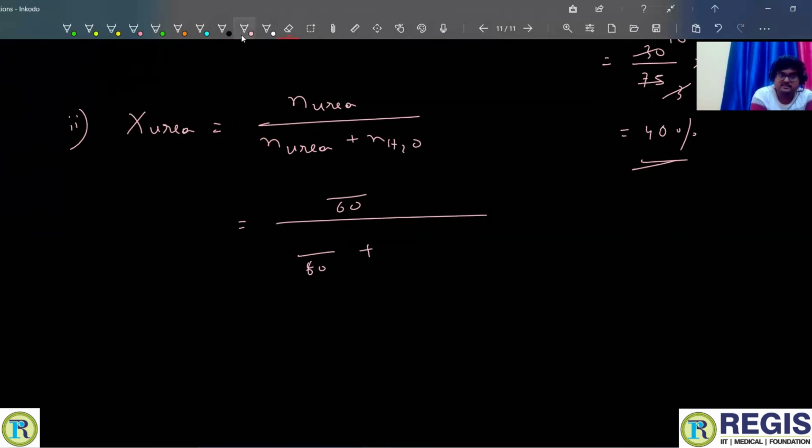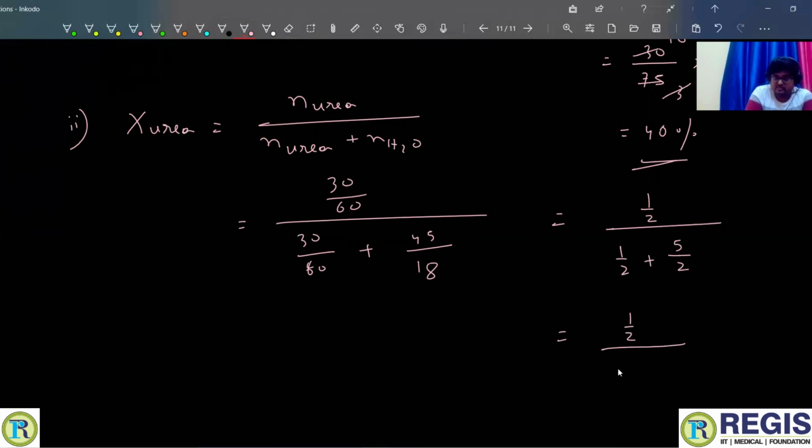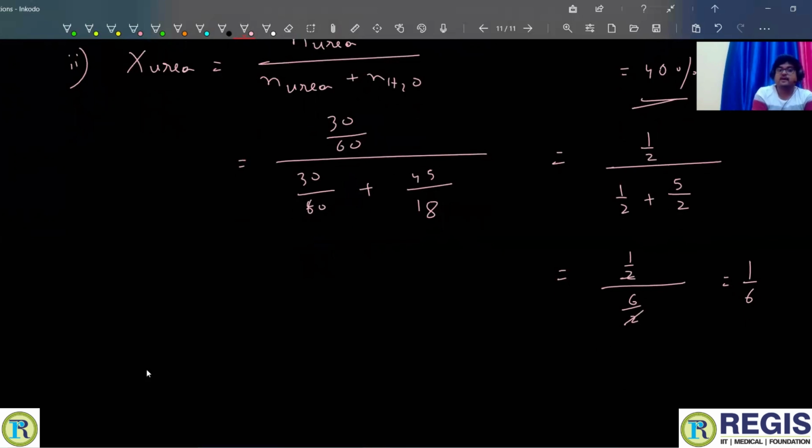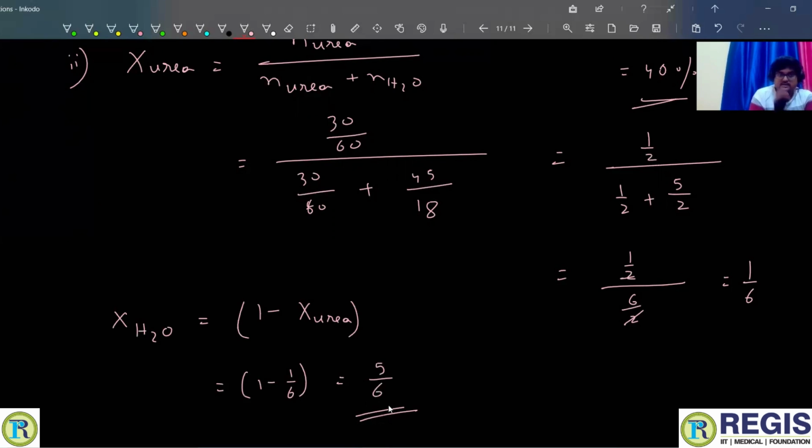30 gram is the given mass for urea, and the given mass for water is 45. What is the molar mass of water? 18. So can I write 1 by 2 divided by 5 by 2? After calculation, 1 by 2 over 6 by 2, so this becomes 1 by 6. This is the mole fraction of urea. Mole fraction of water is 1 minus mole fraction of urea, 1 minus 1 by 6, that is 5 by 6. Is it clear? Any doubt regarding this part? This question is clear for all.